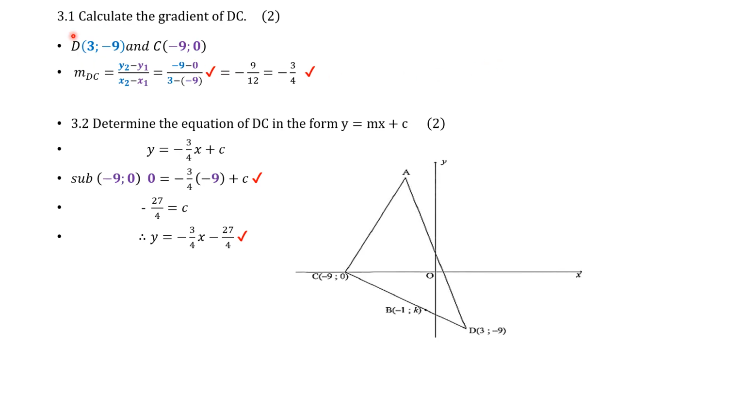Right, so for 3.1, calculate the gradient of DC. So we know D is (3, -9) and C is (-9, 0). Right, I've color coded it to make sure we select from the right side. So the gradient of DC is (y2 minus y1) over (x2 minus x1). So you see y2 and x2, I've ensured they stay blue, and y1 and x1 stay purple.